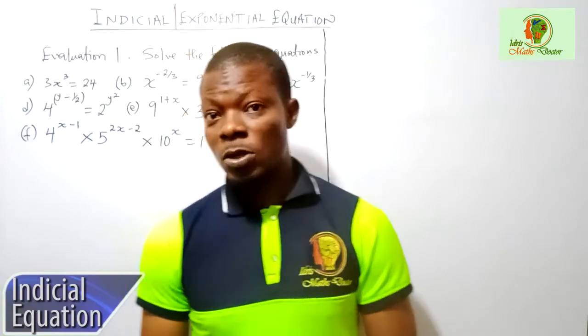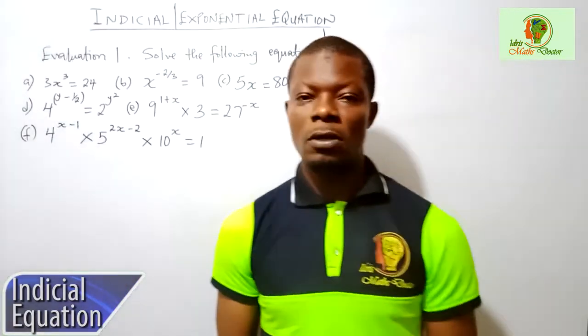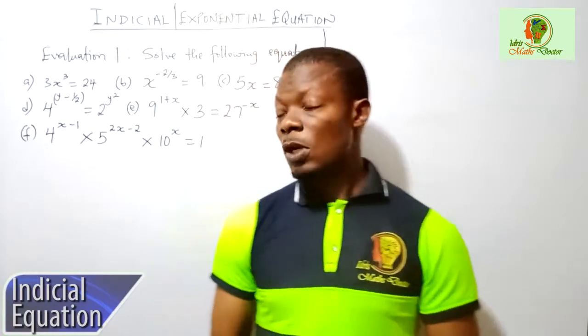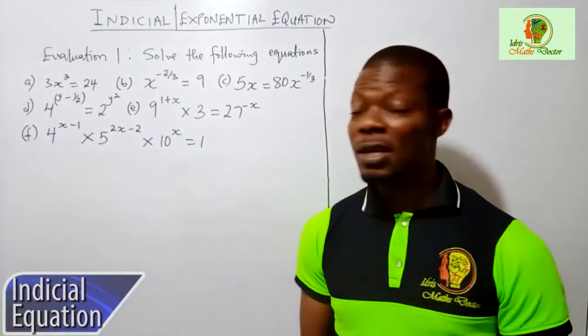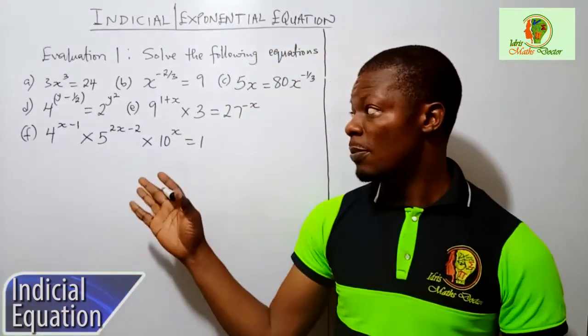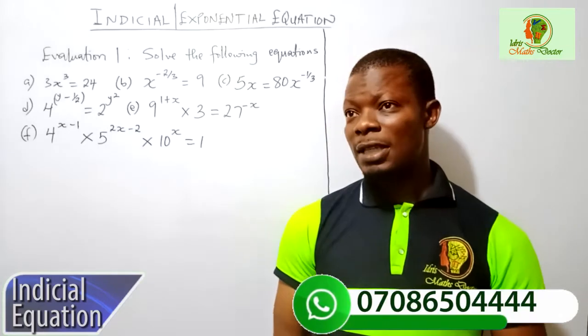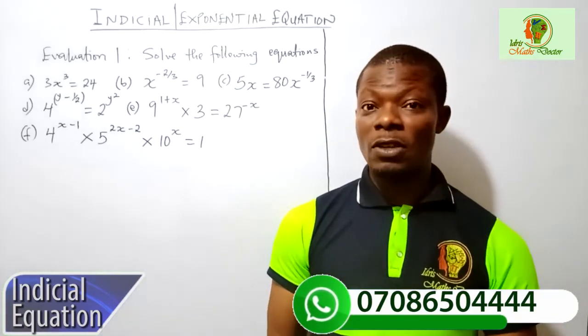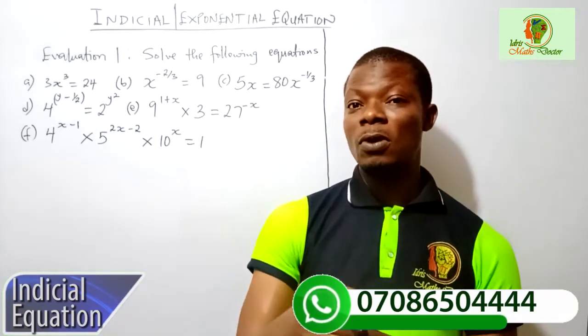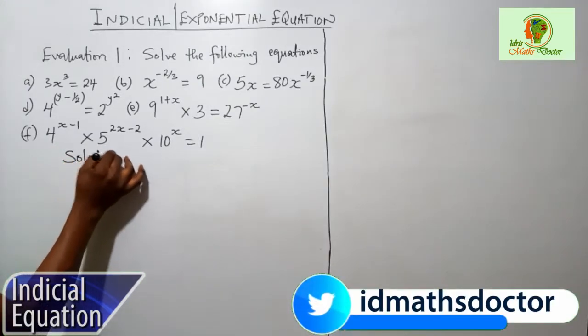As you can see on the board, we have questions. We have to solve the following equations. When you look through the questions from A down to F, you discover that there is a letter. We call them unknown. That is what we have to solve for. Okay? And when you solve an equation, it means find the value of the unknown. Okay, let's have our solution.